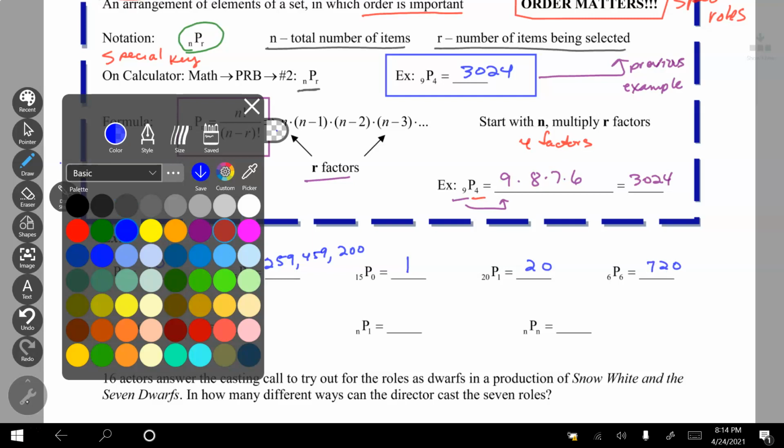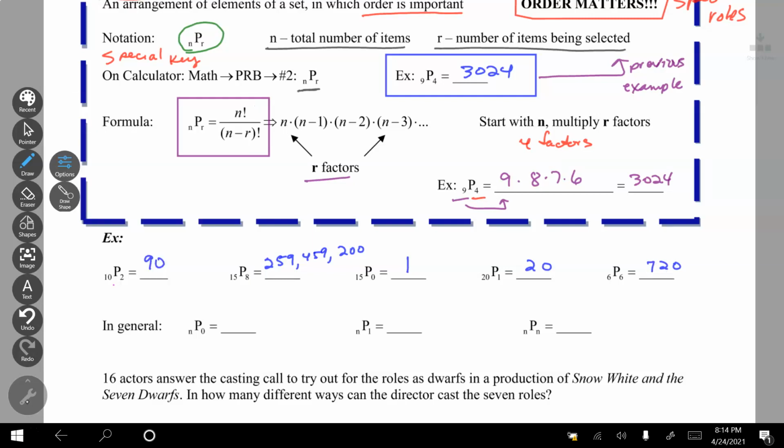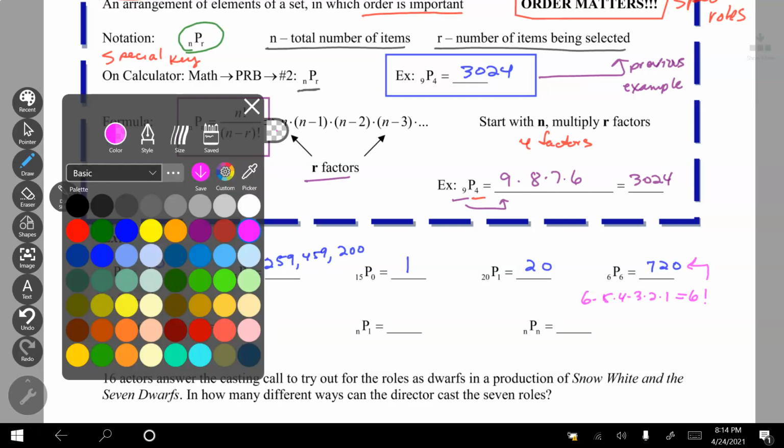So let's go back and look at some of this stuff. 10P2 would be start at the number 10 and we create 2 factors, and look what we get, 10 times 9, which is 90. 6P6 means start at 6 and create 6 factors, times 5, times 4, times 3, times 2, times 1, which is also known as 6 factorial, and 6 factorial is that. So we have some generalizations.